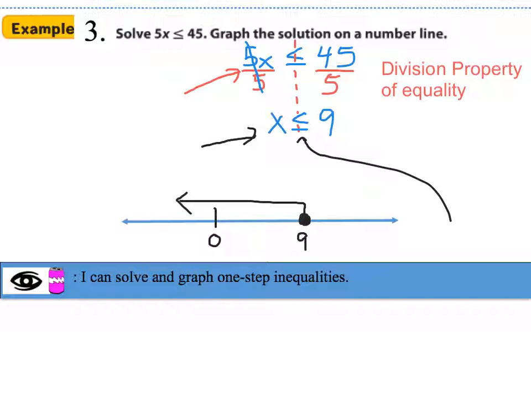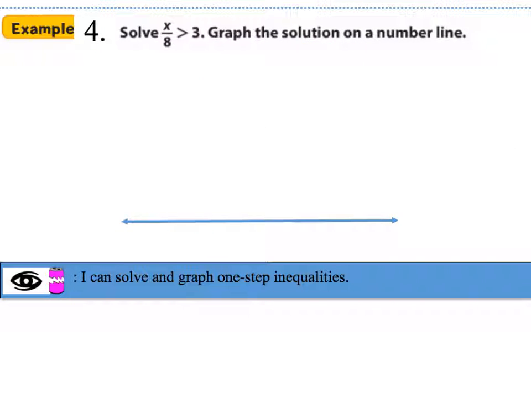So let's try some numbers. Let's try using 9. 9 is less than or equal to 9. That is a true statement. That's the reason why we have a solid circle. Let's try any number to the left of it. Let's try 8. 8 is less than or equal to 9. That is also a true statement. That's the reason why it's in the shaded region. So anything to the left of 9, including 9, will make this inequality true. Anything to the right of 9 will not make it true.